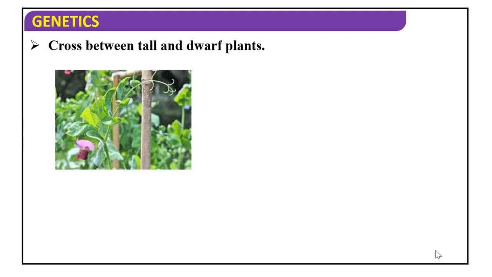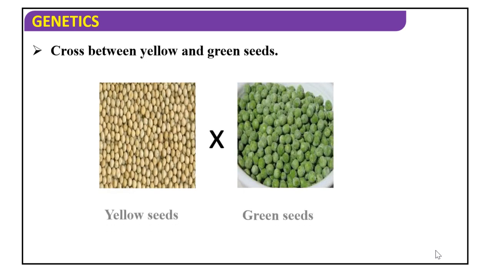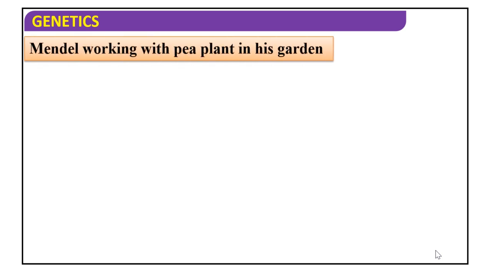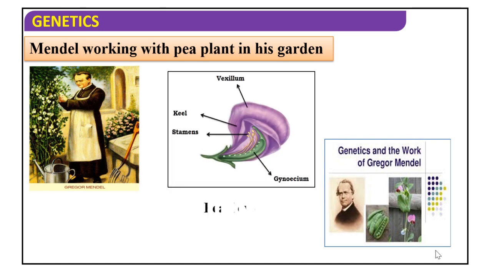A cross between tall and dwarf plants, a cross between yellow and green seeds. Mendel working with pea plants in his garden. This is the pea flower, Pisum sativum.